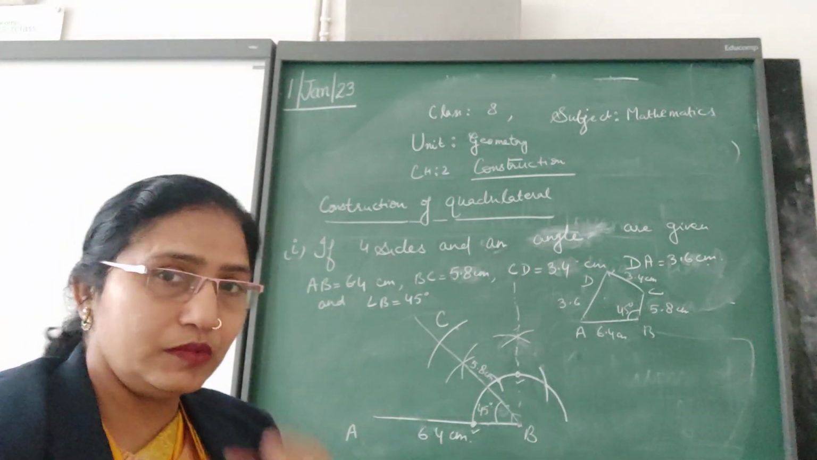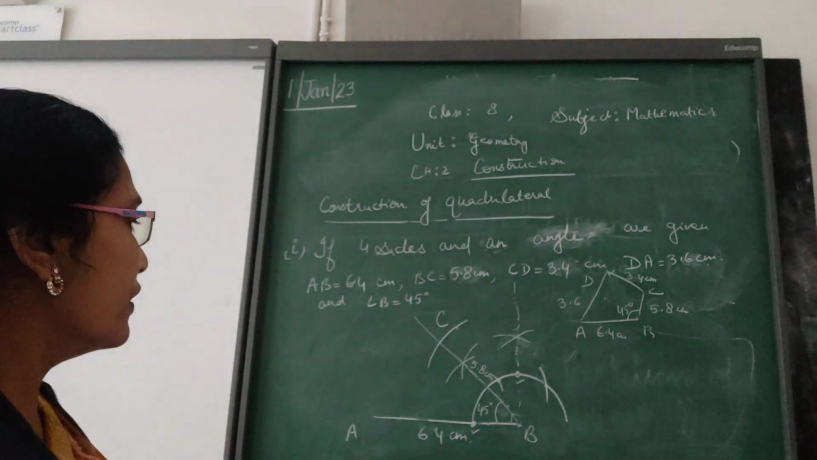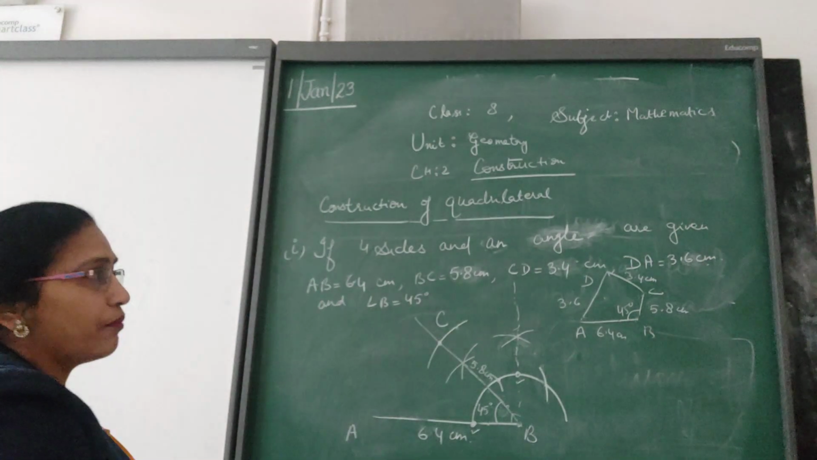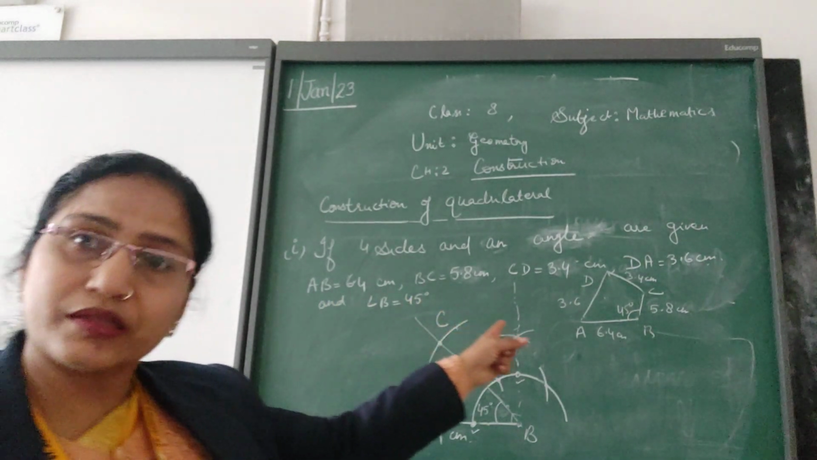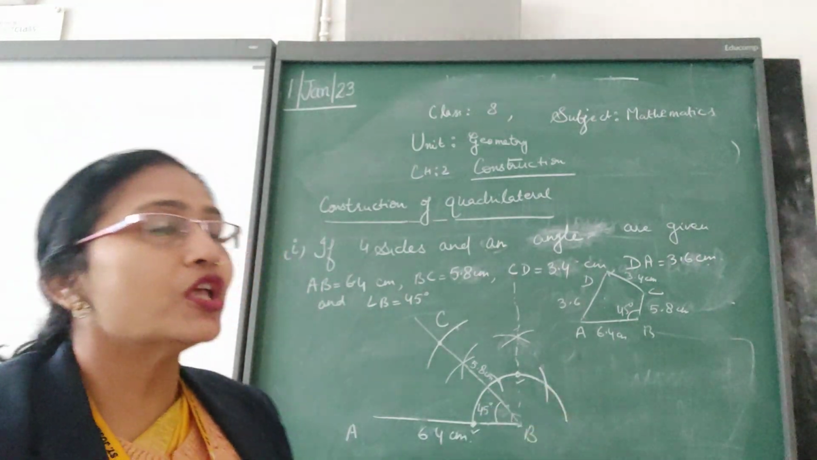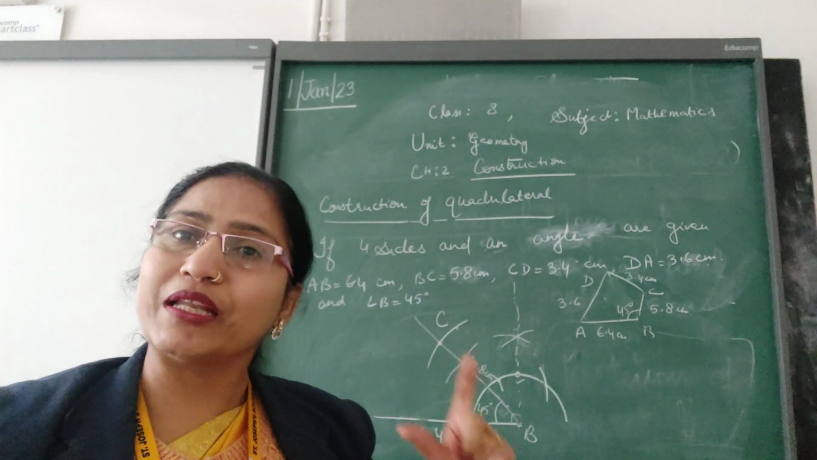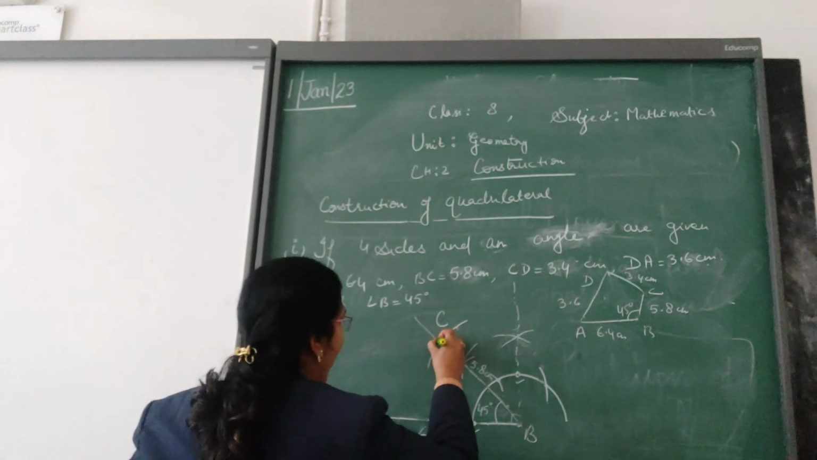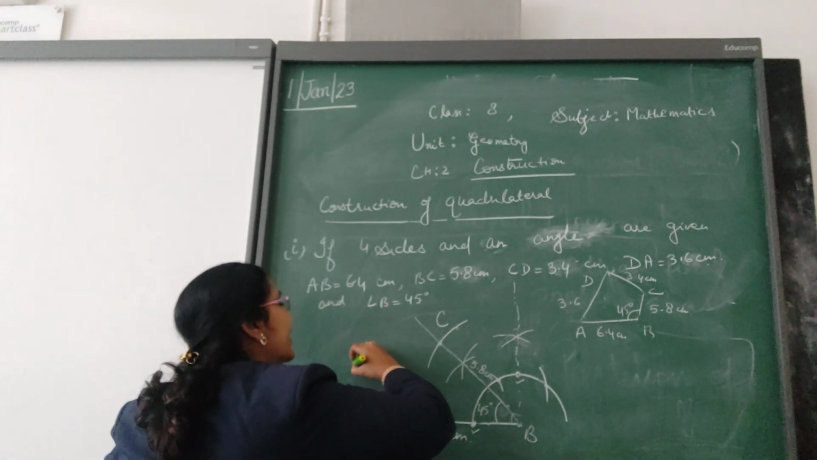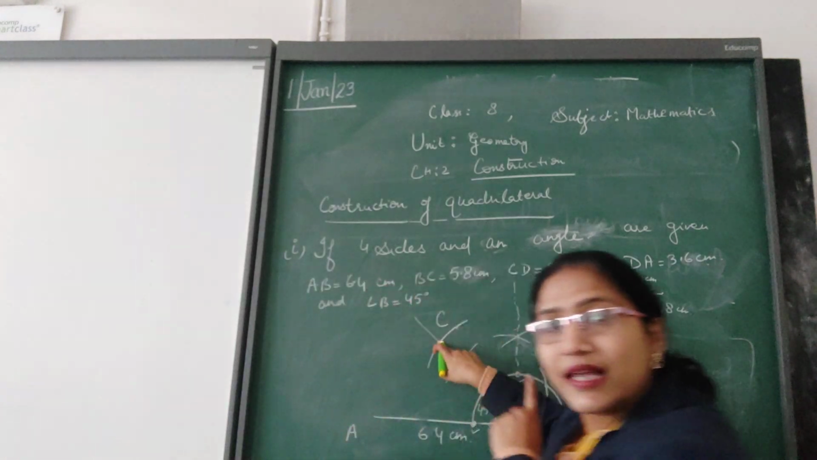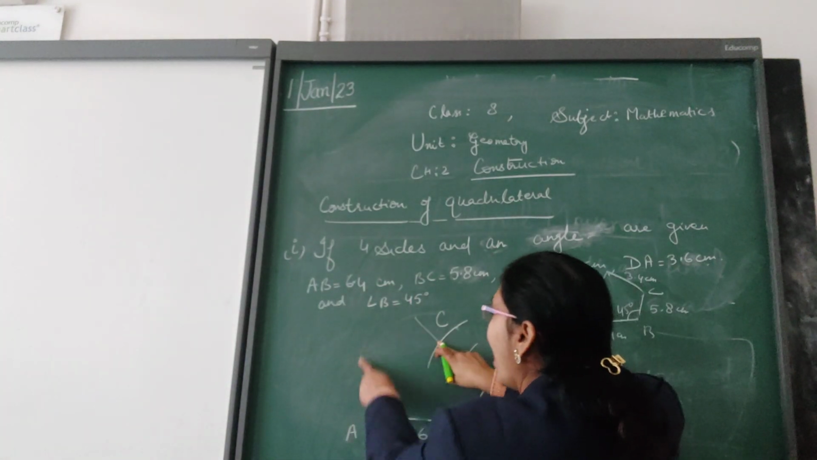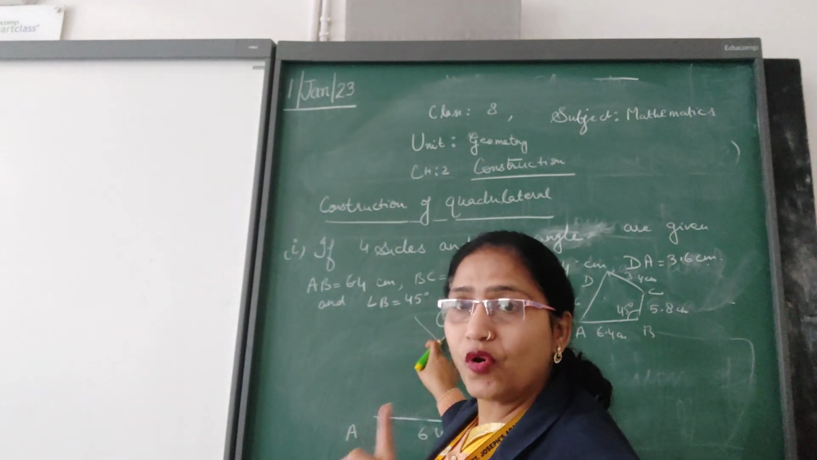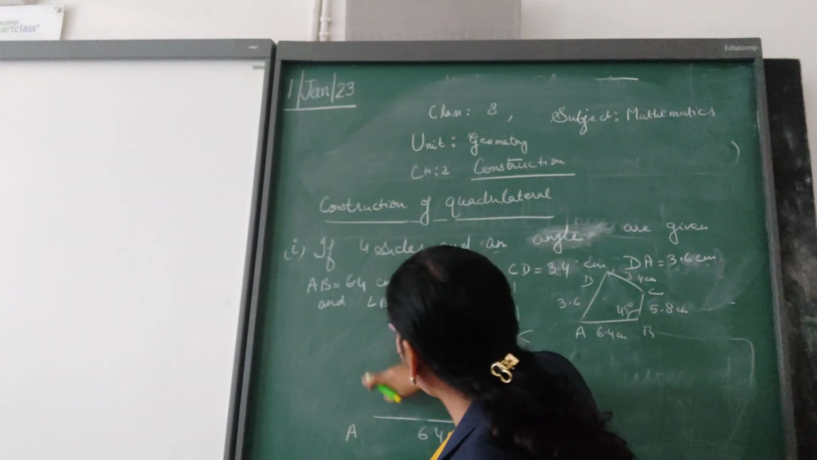Afterwards, now you are getting point C as a center because length CD is given 3.4 centimeter. So take the 3.4 centimeter in your compass and draw another arc after taking C as a center. C is the center and draw the arc. This length is 3.4 centimeter. Draw this.